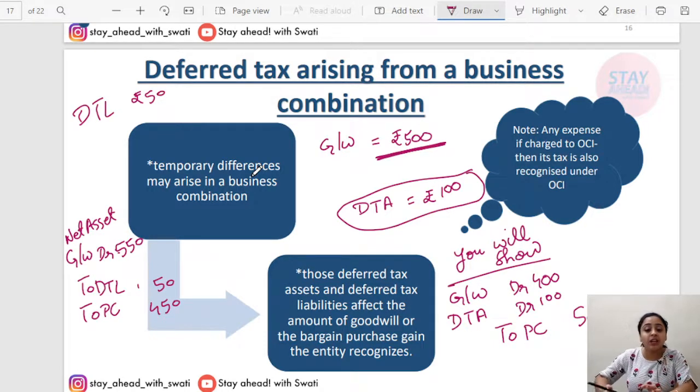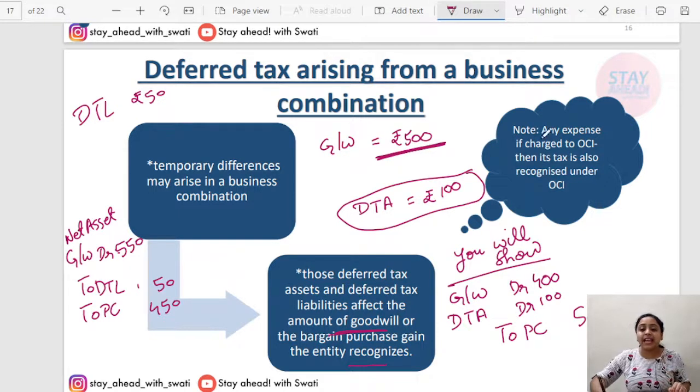Here those deferred tax assets and deferred tax liabilities affect the goodwill or bargain purchase gain the entity recognizes, so they should be treated against goodwill first. Are you clear? Good. In case of doubt, please comment down below and let me know whether it is clear or not.